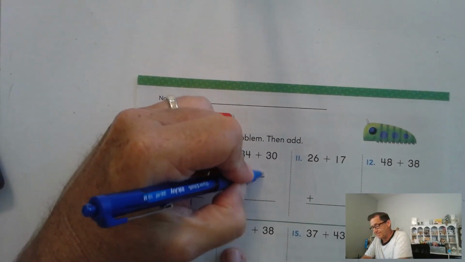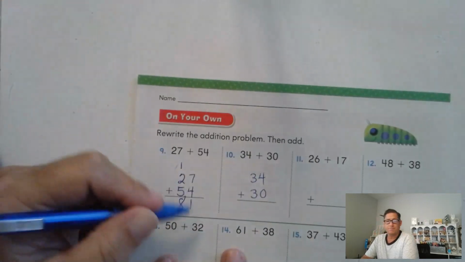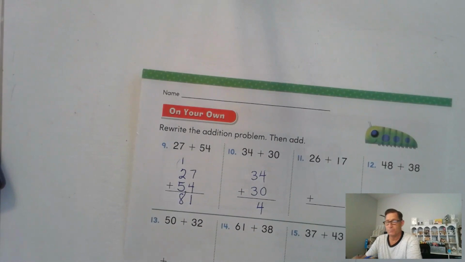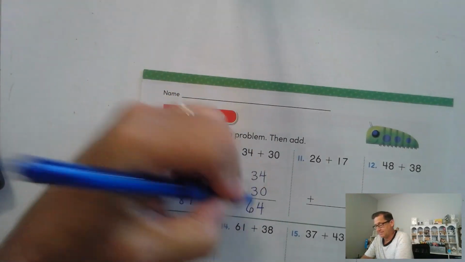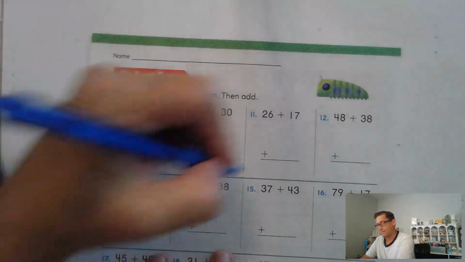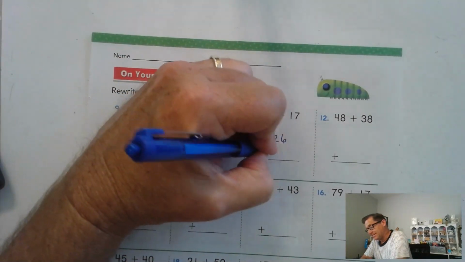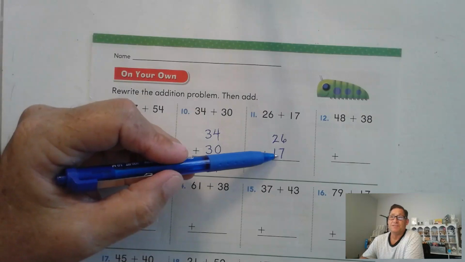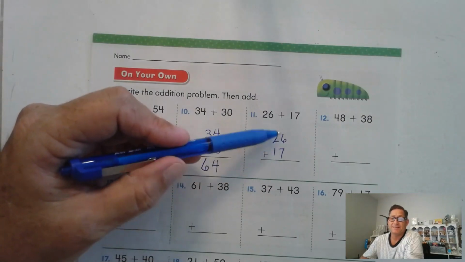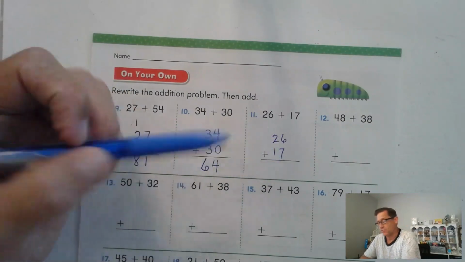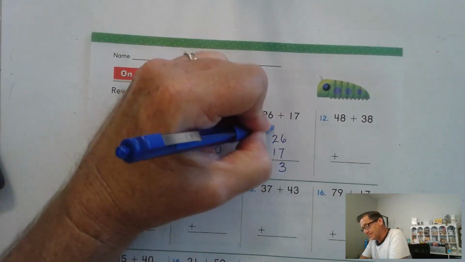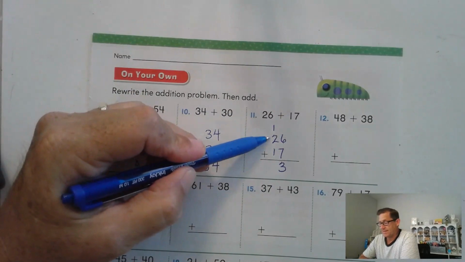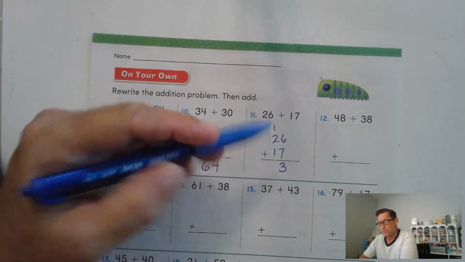34 plus 30. Well, 4 ones plus 0 ones is 4 ones. No need to regroup. 3 tens plus 3 tens, 6 tens. 26 plus 17. Well, I know that 7 is just one more than 6, and 6 and 6 is 12, plus the extra one, 13. Regroup as 1 ten and 3 ones. 2 tens, 3 tens, 4 tens.